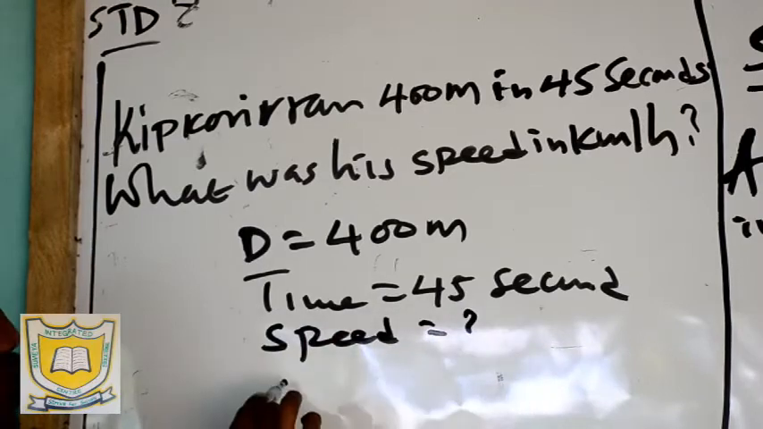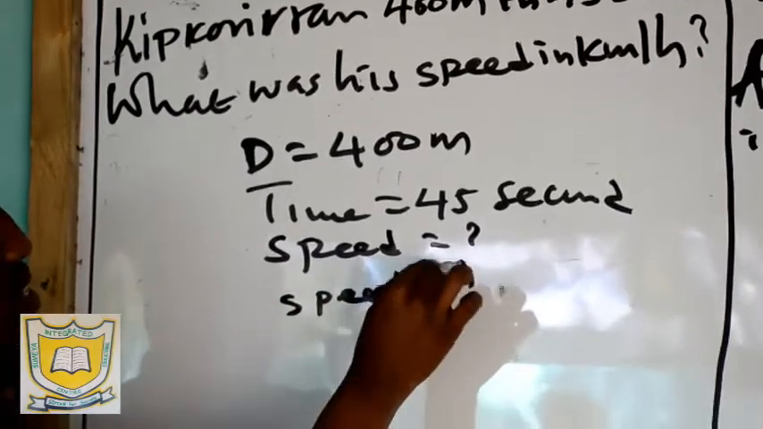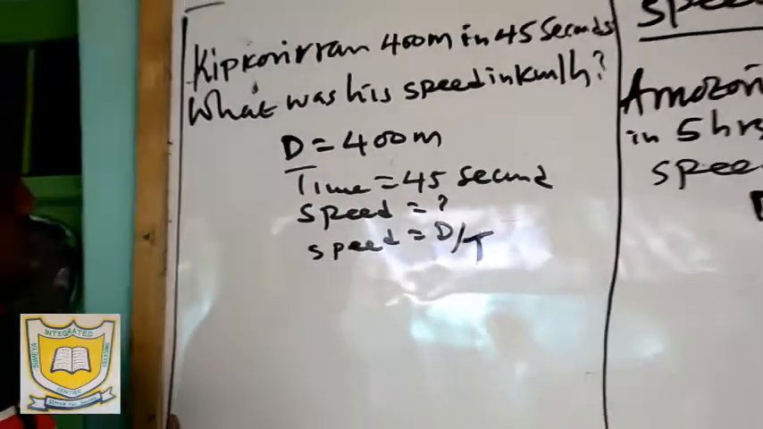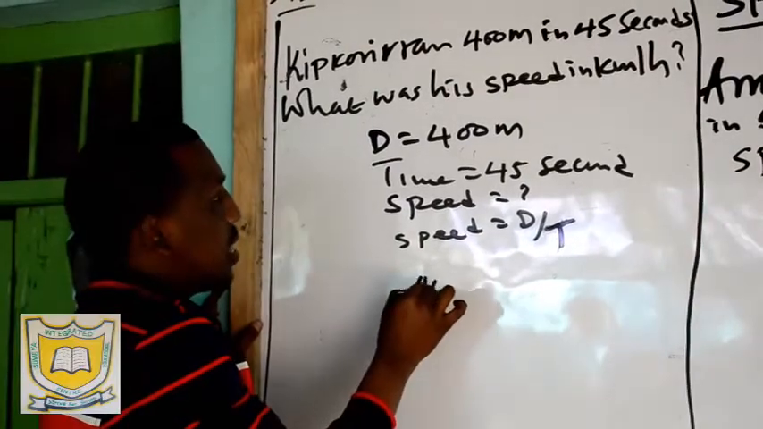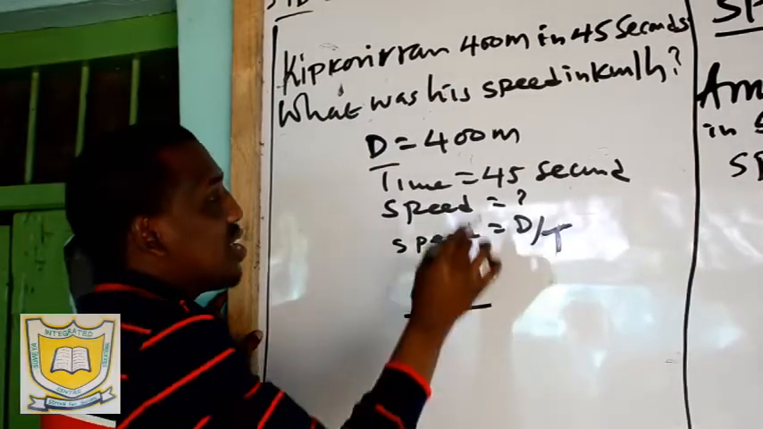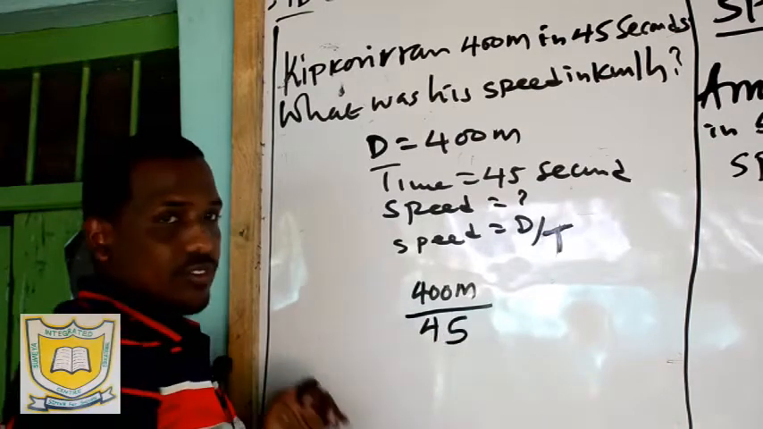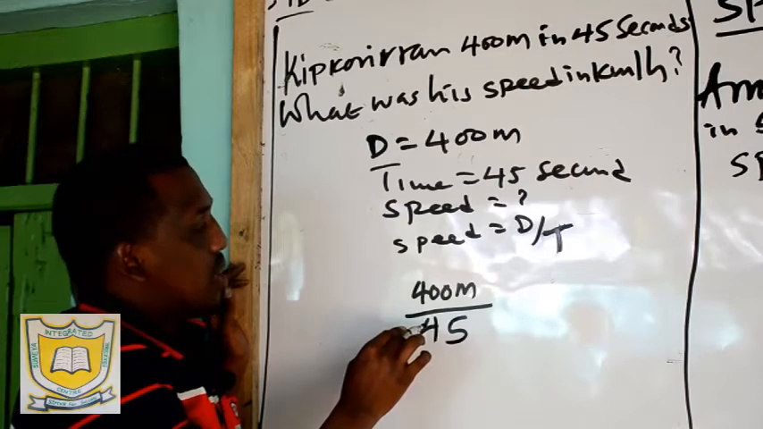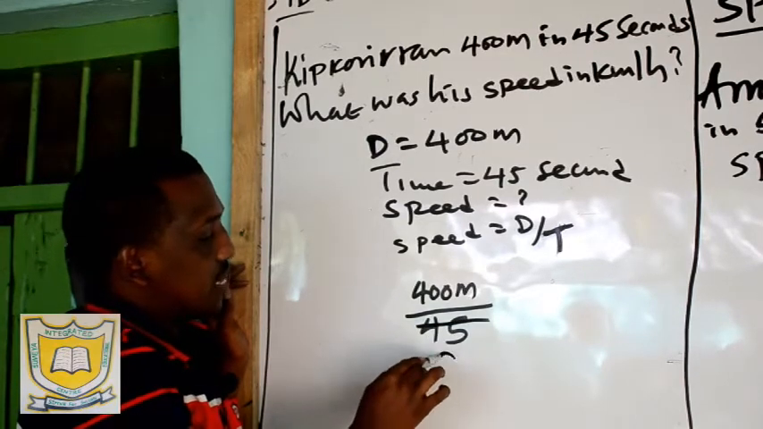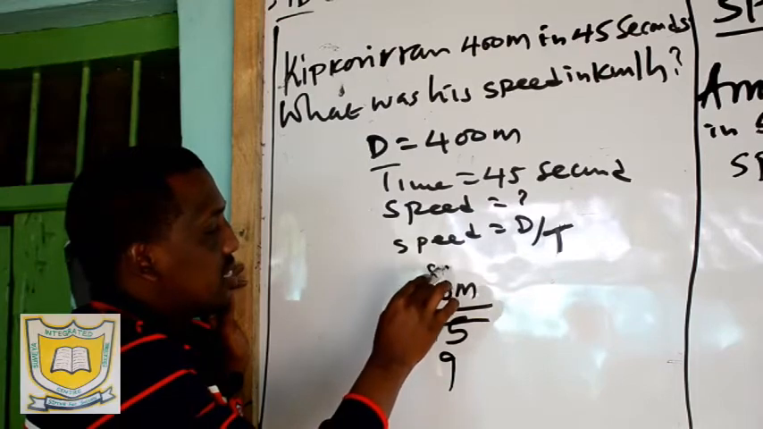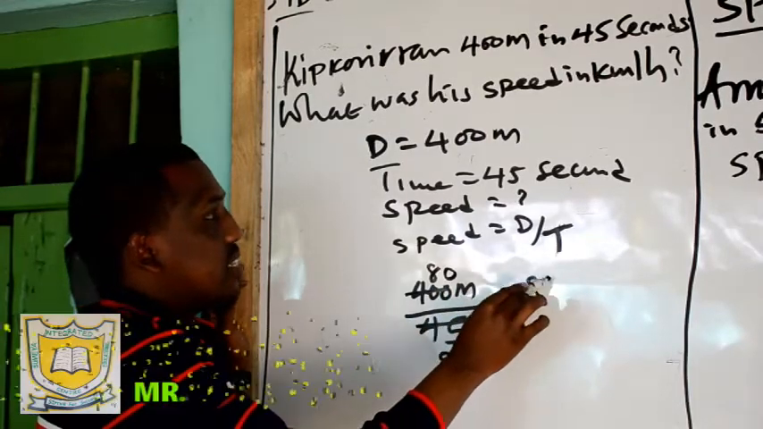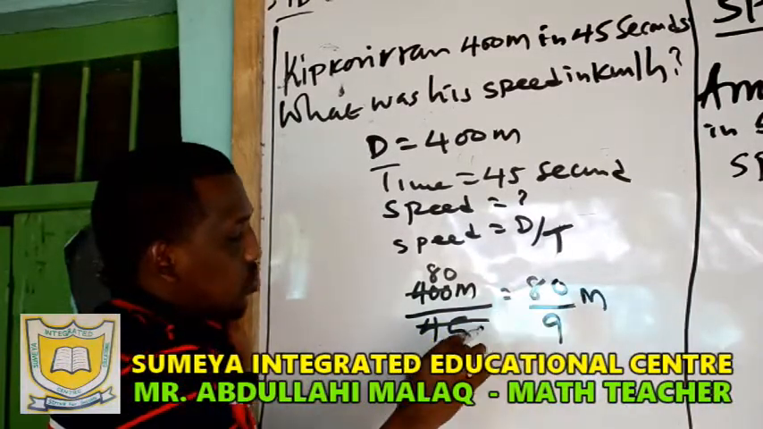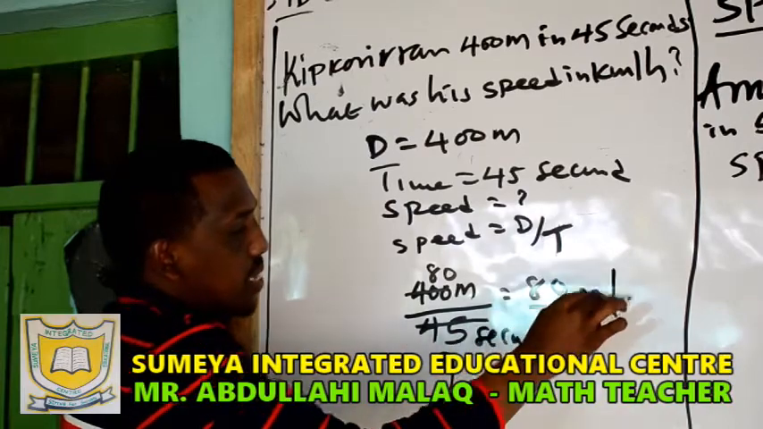Speed? So speed is equal to distance divided by time taken. We said that speed is equal to distance divided by the time. So the distance here is 400 meters divided by 45 seconds. By 5 is 9, by 5 is 80. So here you will get 80 over 9 meters per second.